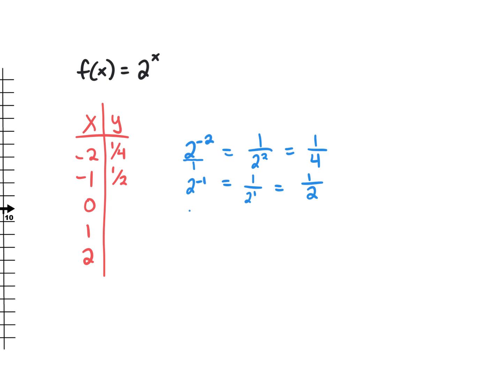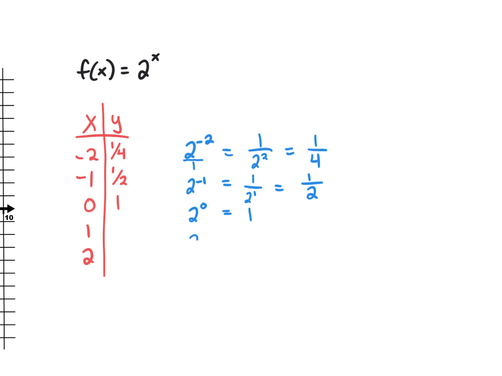Now we plug in 0. 2 to the 0 power. Type that in your calculator. Anything to the 0 power, write this in your notes somewhere, is 1 every single time. Write that down. Anything to the 0 power is 1, no matter what that base number is.